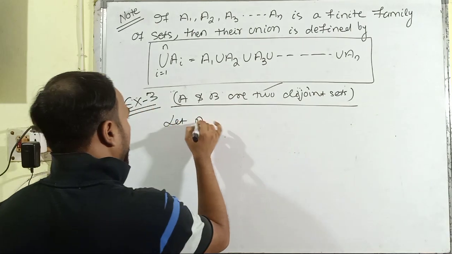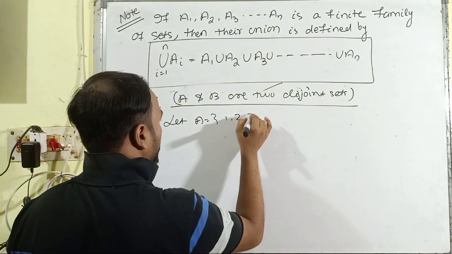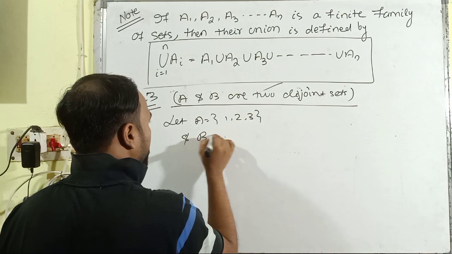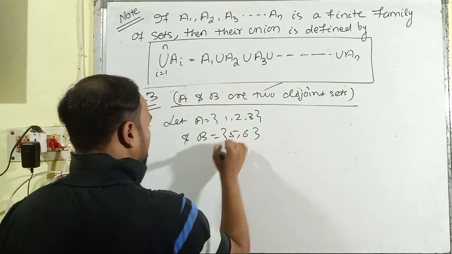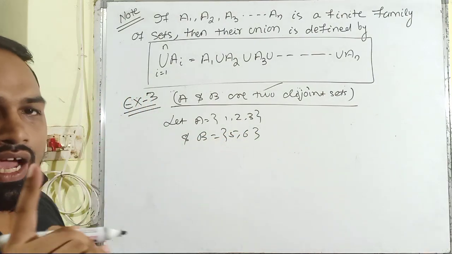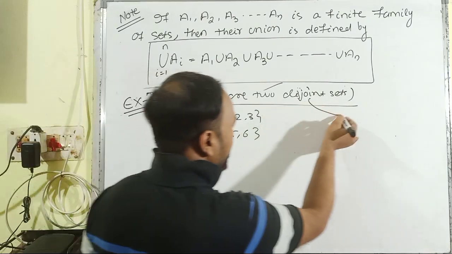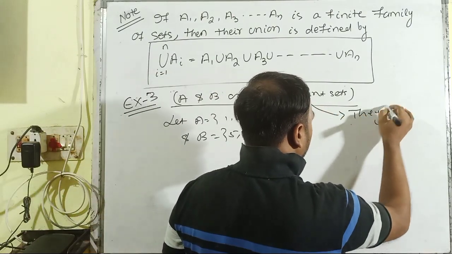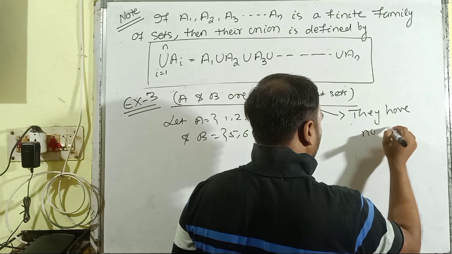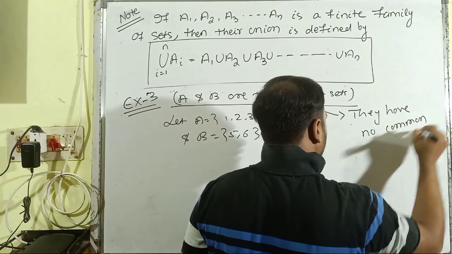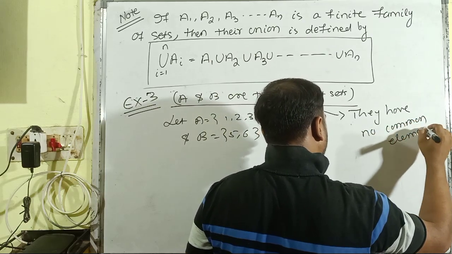Let A is equal to {1, 2, 3} and B set is equal to {5, 6}. Disjoint sets mean they have no common elements. You can write down, they have no common elements.